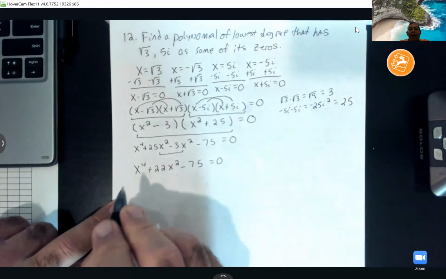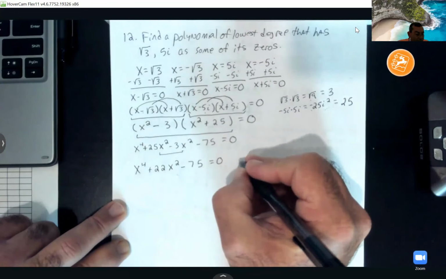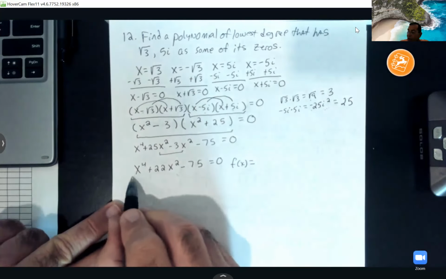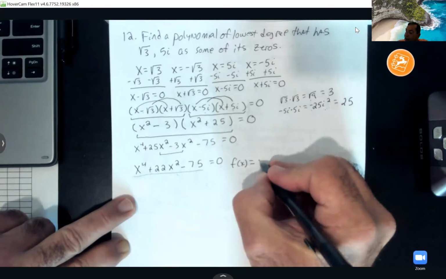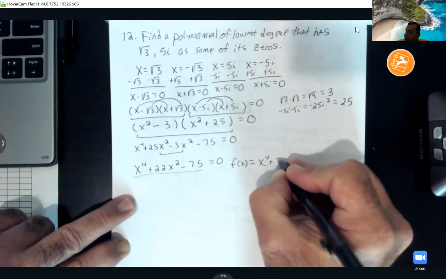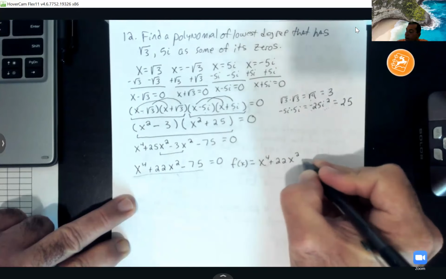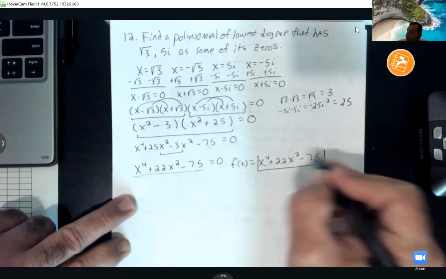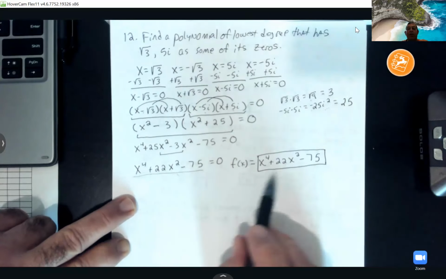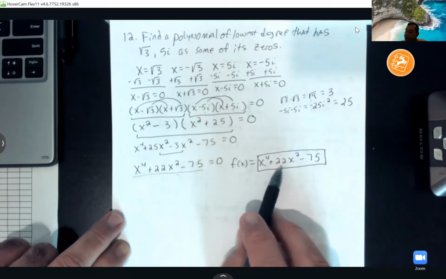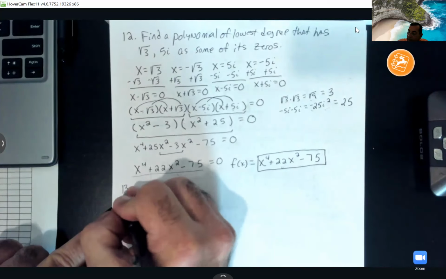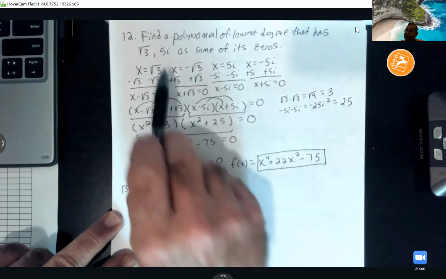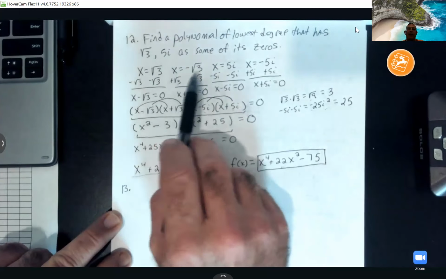So all MATLAB wants, they're going to have the f of x equals. All we're doing is putting in our polynomial: x to the fourth plus 22x squared minus 75. So y'all, they just want the polynomial there, okay? So that's the only one you had to do all the FOILing on, but you got to remember that these are coming in conjugate pairs, okay?